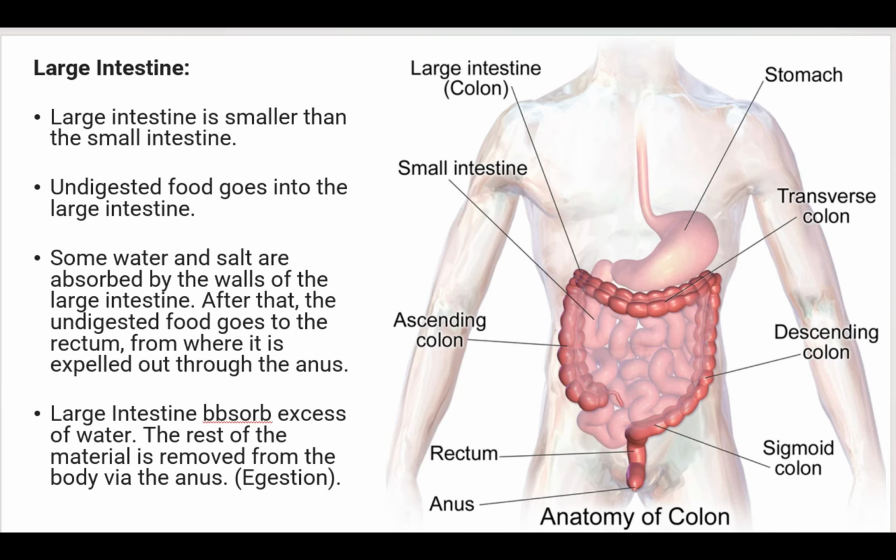So the undigested food will go into the large intestine. Some water and salts will get absorbed by the walls of the large intestine. After that, the undigested food will move into the rectum and then be expelled out through the anus. So the large intestine absorbs the excess water that is present, and the rest of the material is removed through the anus. So egestion is going to take place.